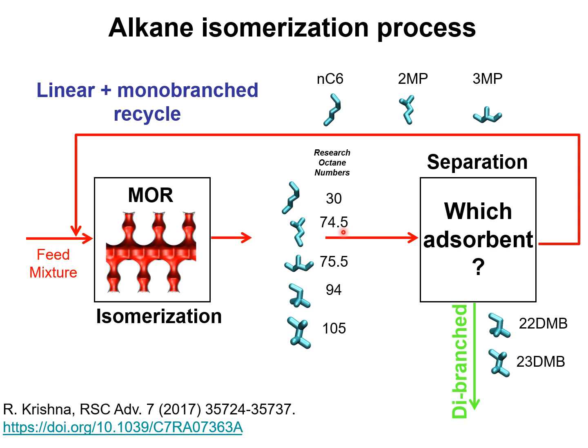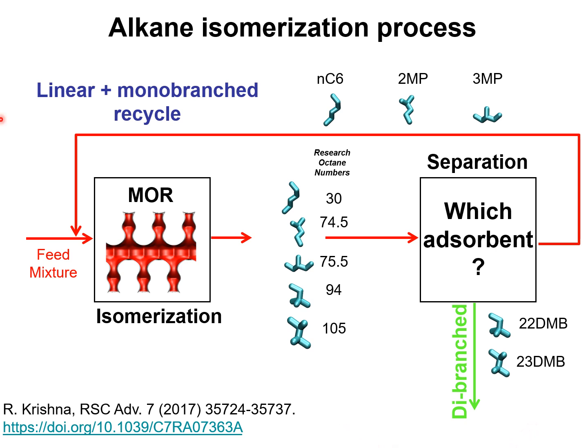Hexane isomers consist of normal hexane with an octane number of 30, 2-methylpentane with a research octane number of 74.5, 3-methylpentane with an octane number of 75.5, 2,2-dimethylbutane with an octane number of 94, and 2,3-dimethylbutane with an octane number of 105.